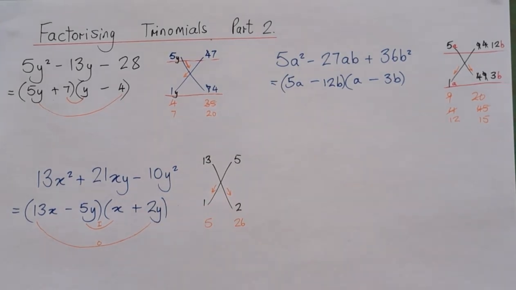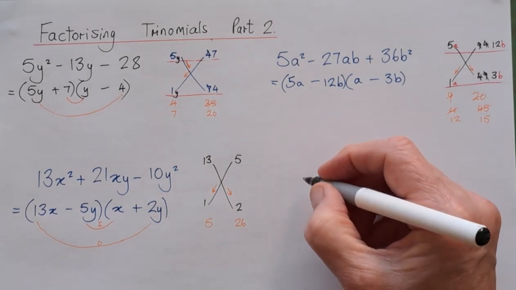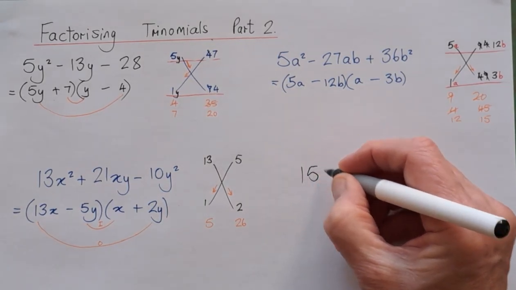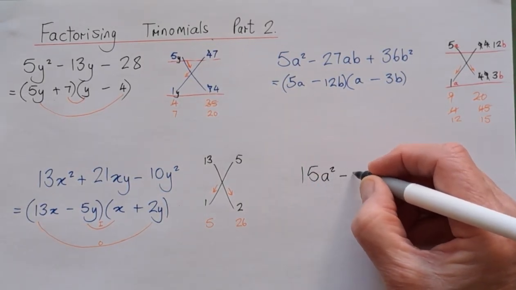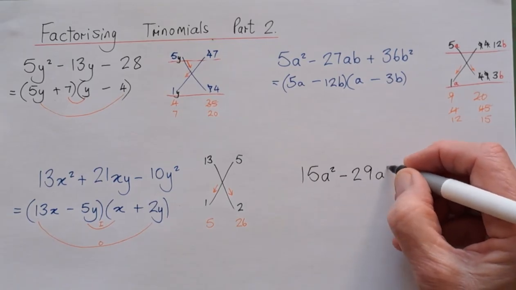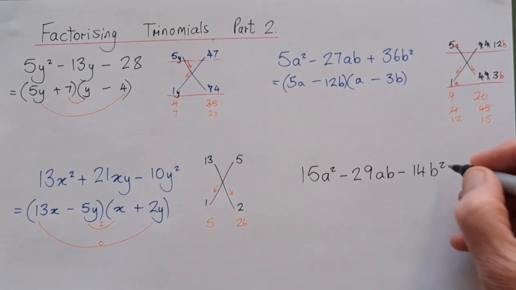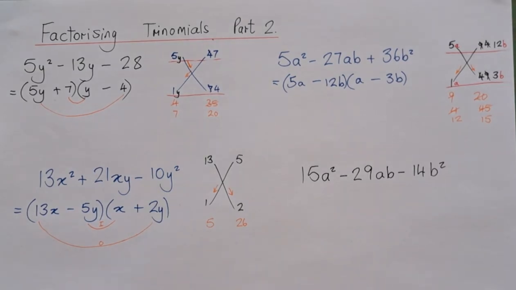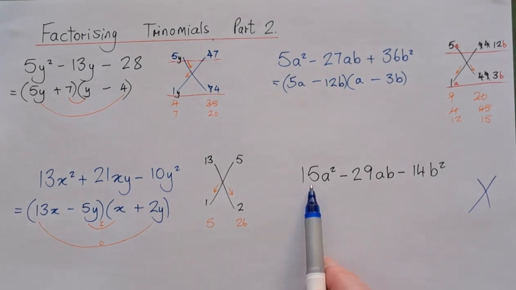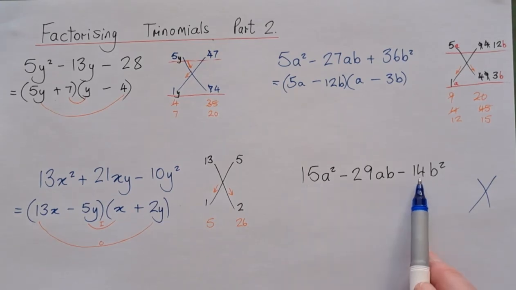One last example, and then you should be champions at this. 15a squared minus 29ab minus 14b squared. Okay, so this is the first time we've come across a coefficient of the first term that is not a prime number. So we've got options here and we've got options there.